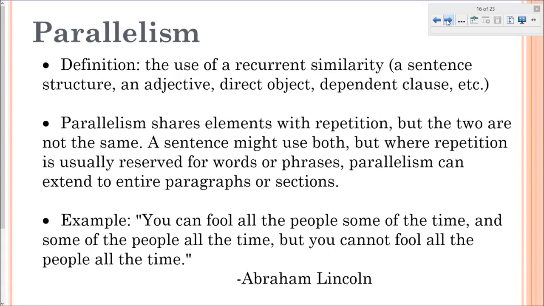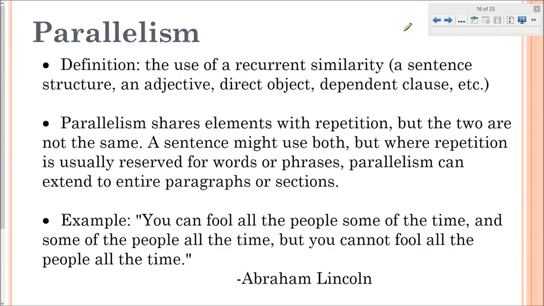A sentence might use both, but where repetition is usually reserved for words or phrases, parallelism can extend to entire paragraphs or sections. And the way that you might see that work, and we'll look at a sentence example in a moment, in a paragraph, if we have two parallel paragraphs, the first sentence of both paragraphs might do the same thing. So sentence 1 in both paragraphs is dedicated to doing thing A, and the second sentences do the same thing B, and so on down the line. And when you're setting up two paragraphs similarly like that, you are in fact actually using this practice of parallelism. Now, ideally, of course, you're also doing similar things with the sentences within those paragraphs.